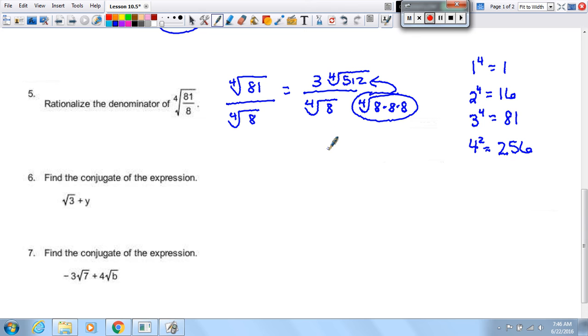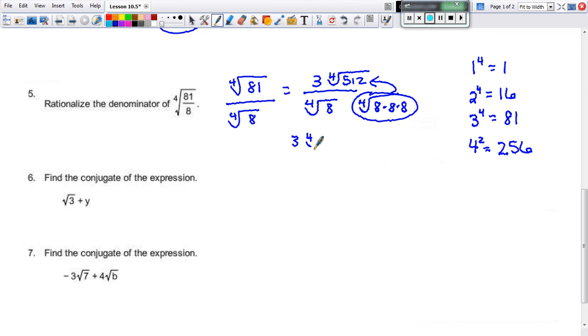So the last one wasn't totally simplified yet, because I had 3 times the 4th root of 512 over 8. But the problem is, if you continue to expand the 4th roots, 256, I can do 512 divided by 256. That gives me 2. So that becomes the 4th root of 2. I already had a 3 out here, and because I used the 256, you have to put a 4 out front as well. So that's still over 8.